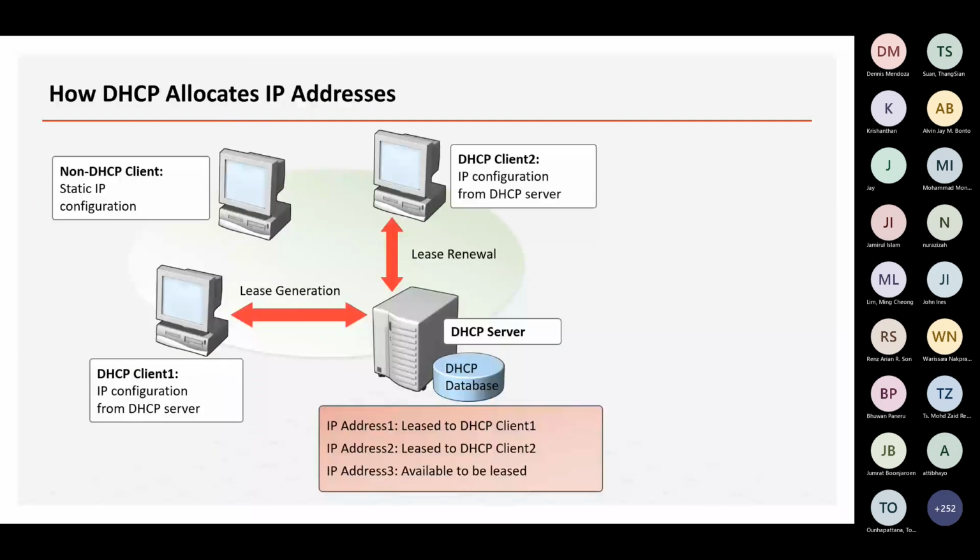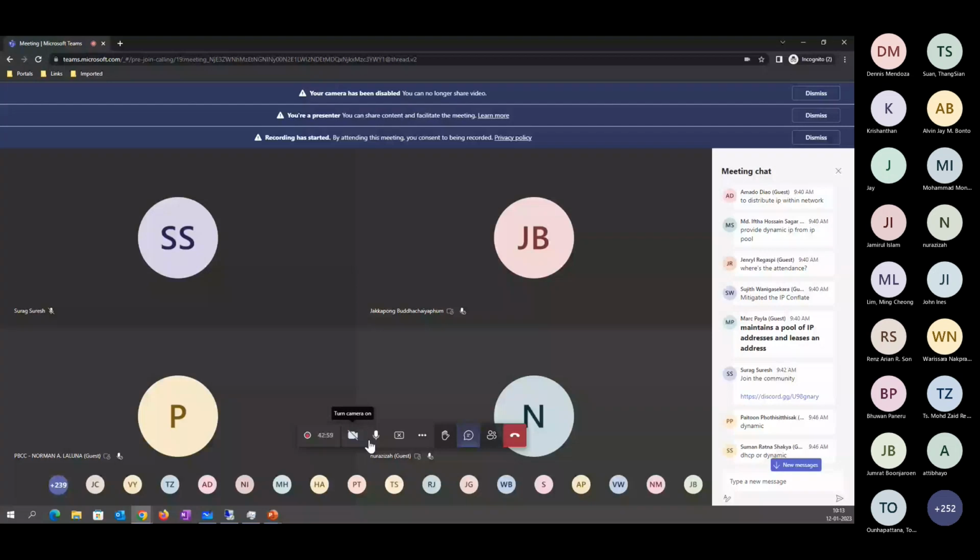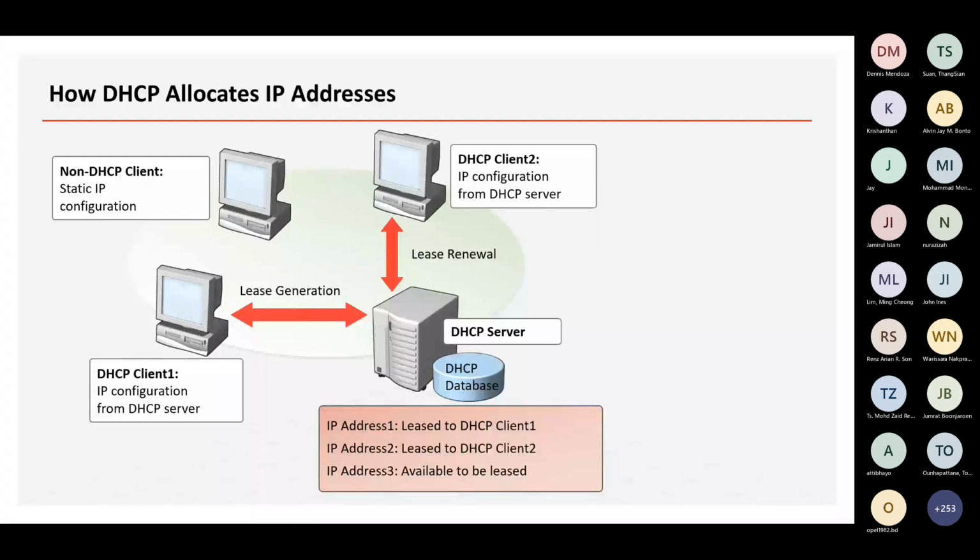Now, when you configure a DHCP here, how is DHCP assigning an IP address? That's an important question here. The moment you install a DHCP service, the moment you start a DHCP service, you need to enable this DHCP service first.